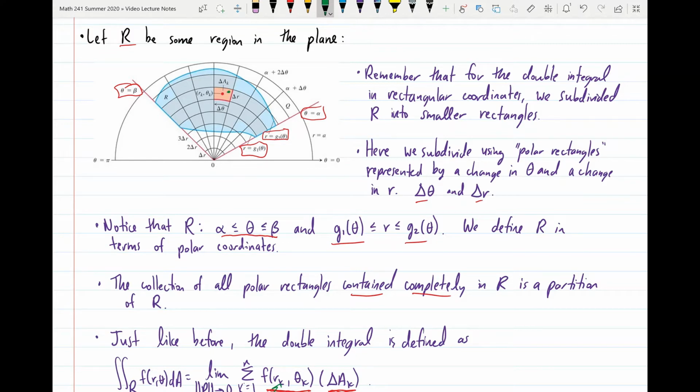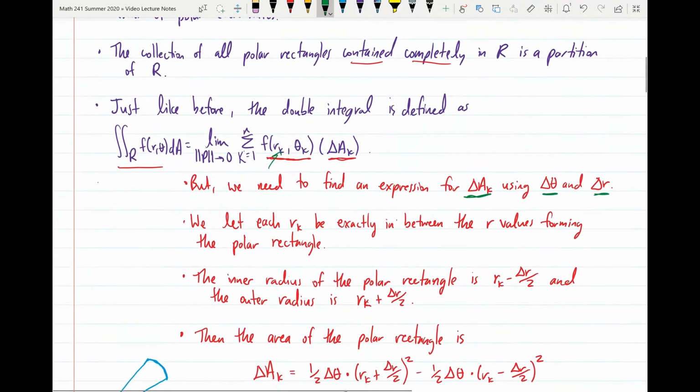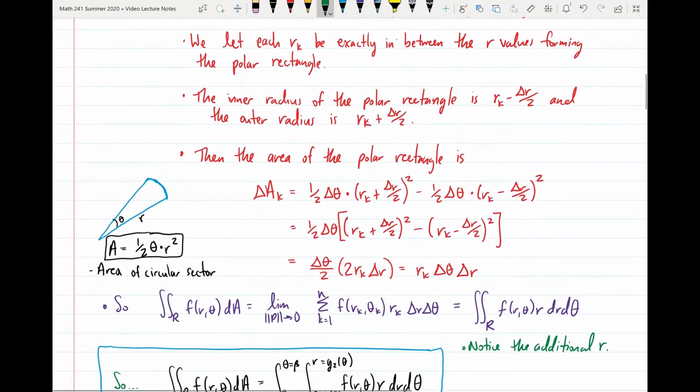So I could choose that green point that I just drew up there as well. But for convenience, the formulas actually look nicer when we're trying to solve for area here if we just assume that we're choosing the point directly in the middle. So let's just say we're choosing the point in the middle here.